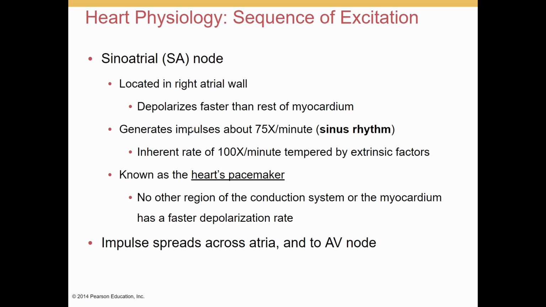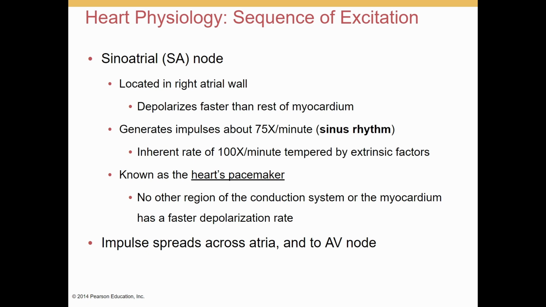Now, it wants to generate an impulse at about 100 beats per minute, but the extrinsic factors that temper that impulse rate are the parasympathetic nervous system fibers, like the vagus nerve. It's known as the heart's pacemaker because it depolarizes the fastest and essentially starts off this intrinsic cardiac conduction system. No other region of the conduction system or the myocardium has a faster depolarization rate.